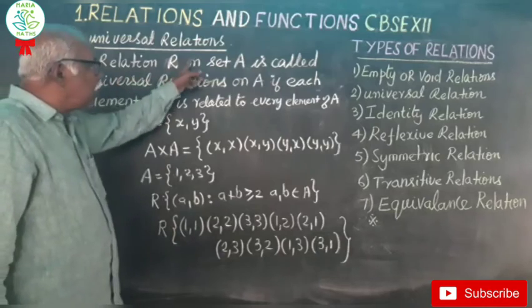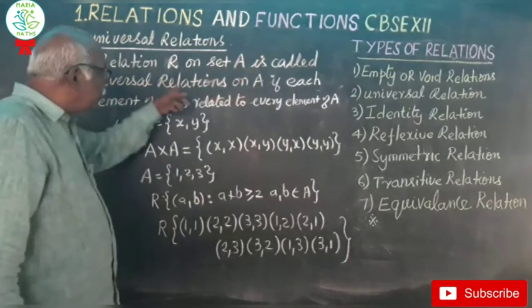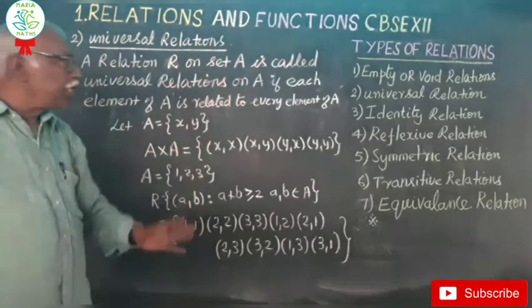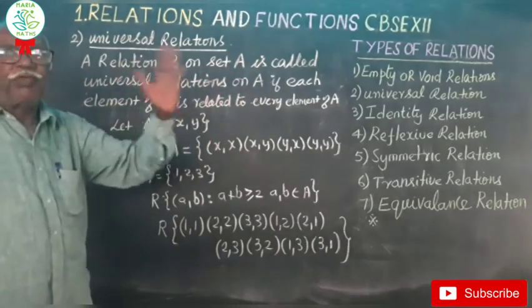A relation R on set A is called universal relation on A if each element of A is related to every element of A.